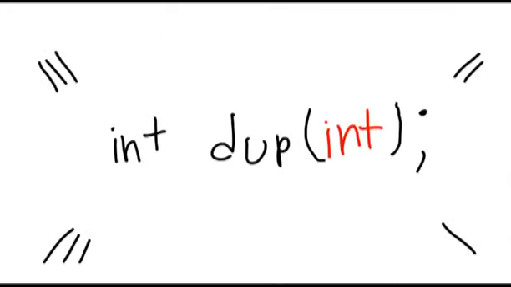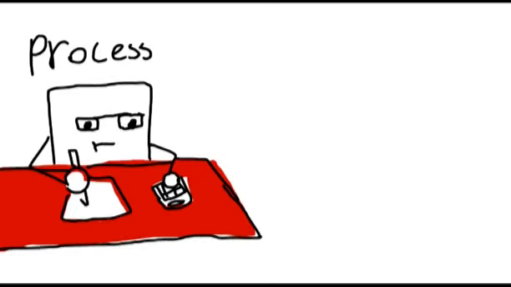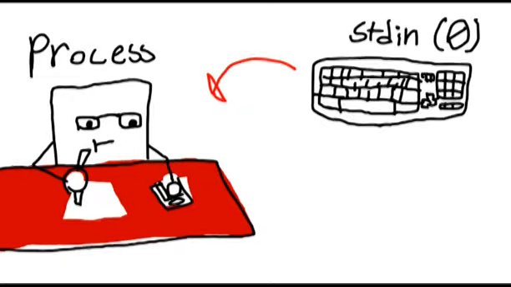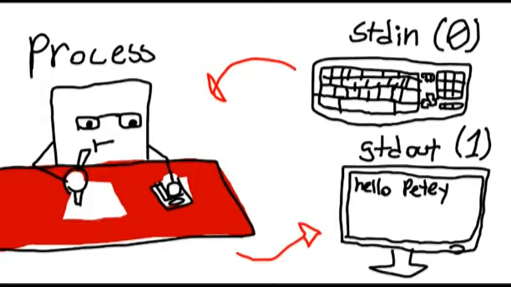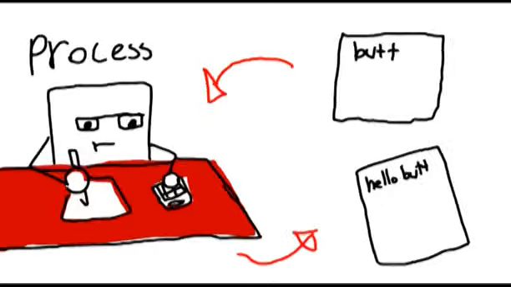Today we'll be discussing the dup syscall. In order to use dup, you need to include the unistd.h library. There are two ways a process interacts with the user: through the input the user puts through the keyboard, stdin, and the output that the process prints to the screen, stdout. However, sometimes you'll want a process to take input from a file, print output into a file, or a combination of both. This is where dup comes in.